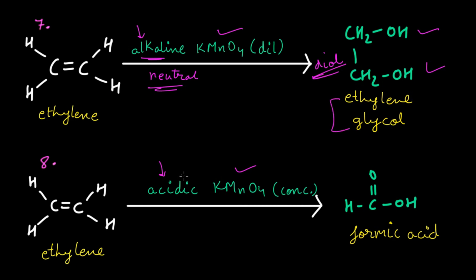But in case of acidic KMnO4, as soon as you see this acidic KMnO4, it will break the double bond completely and it will give you formic acid. Remember, in alkaline medium or neutral medium, this double bond will not break. But in acidic medium, the double bond will break and you will get formic acid as your final product. So these are the two reactants which differ only by the condition of alkaline medium or acidic medium. So remember these two conditions.